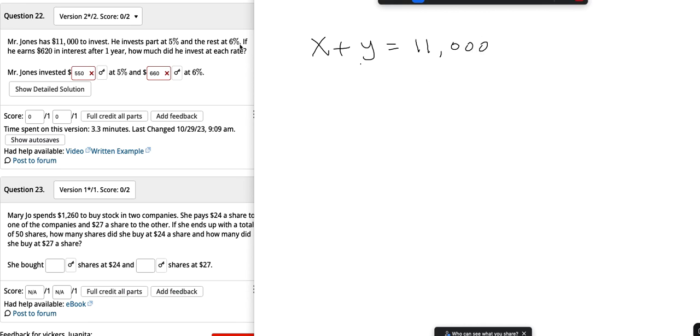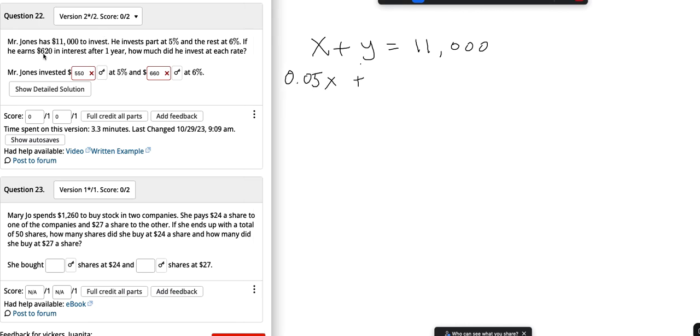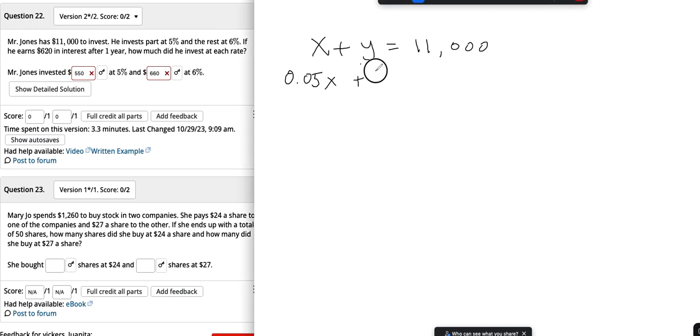Then the 5 and 6% are the interest rates. So we'll let x be the 5%. To do math with percentages, we need to move the decimal two places to take the percent of something. So 0.05x would be 5% of that amount of money. And then right here, this would be 6%, so 0.06 of this amount of money. Those two interest payments together are going to make $620.